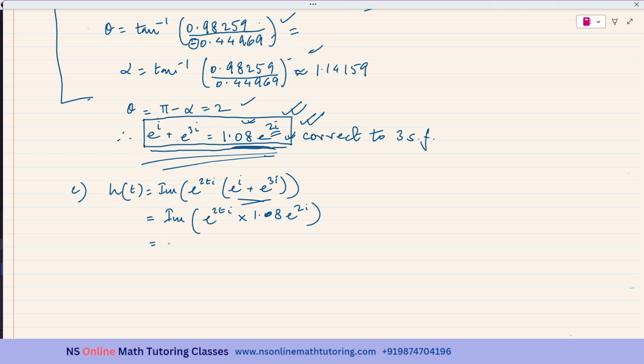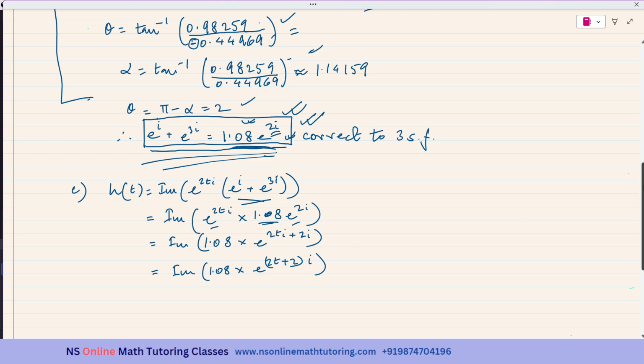This is equal to the imaginary part of, this is the modulus, so I can take this in front, and I'm multiplying this with this, so the exponents will get added: 2ti plus 2i. So this is equal to the imaginary part of 1.08 times e to the power of i(2t plus 2).